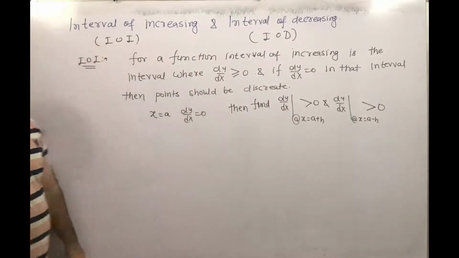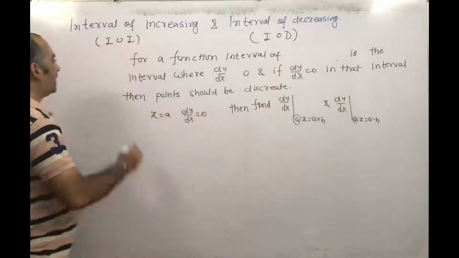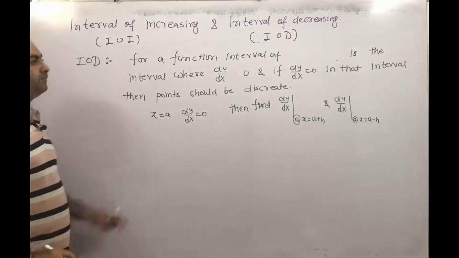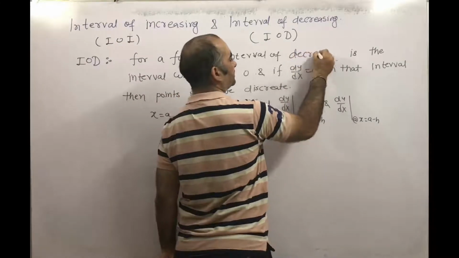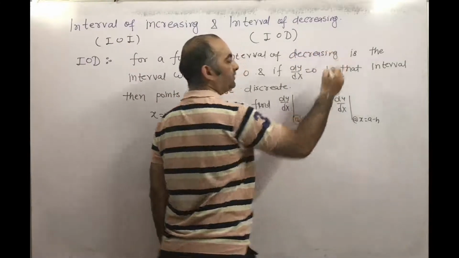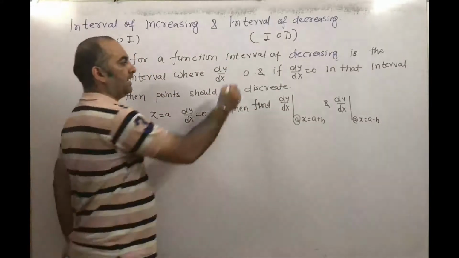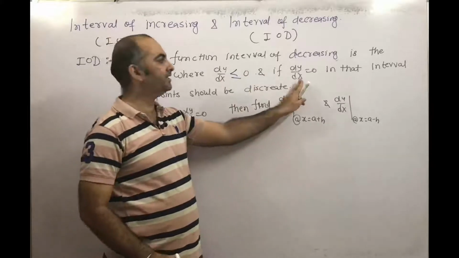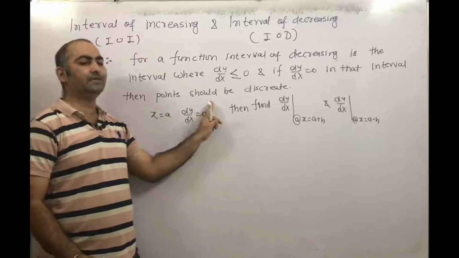Okay. Next we are discussing interval of decreasing, that is IOD. What is interval of decreasing? For a function, interval of decreasing is the interval where dy by dx is less than or equal to 0, and if dy by dx equal to 0 in that interval, then point should be discrete point.